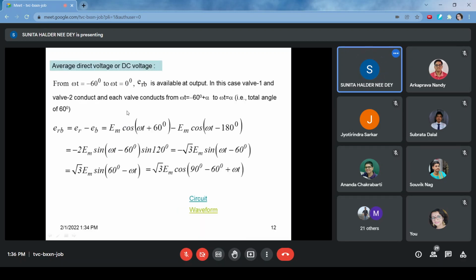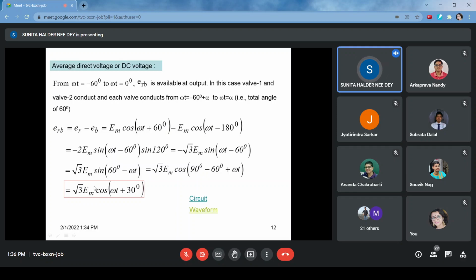Here, why have I chosen ERB? You can choose anything. ERB will give us the expressions more handily. With any other expression, ERY, EBY, whatever you do, you will get the same thing. So ERB is available from minus 60 to 0. What is ERB in terms of phase quantities? Let us write that, because I have started with the phase quantities: ER equals EM cos omega t plus 60. From there we can get an expression of ERB, right? So ERB will be this one.